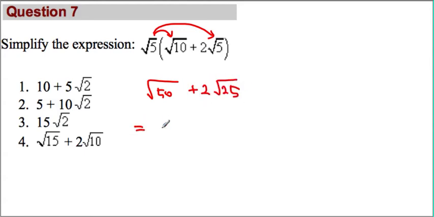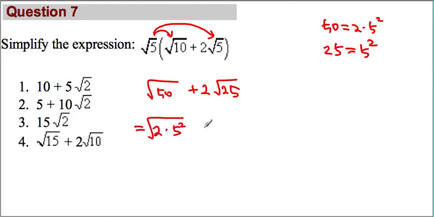Now, we realize 50 is equal to 2 times 5 squared once you do the prime factorization. 25, as you know, is equal to 5 squared. So if I have to rewrite this one, it will be the square root of 2 times 5 squared, plus, here, this one becomes also 2 radical 5 squared.